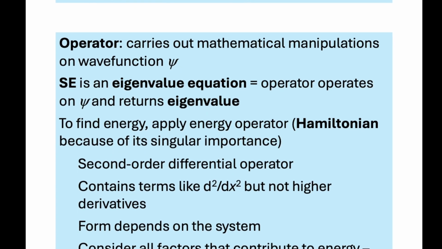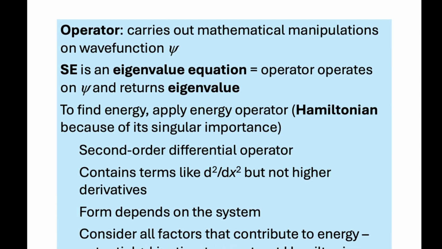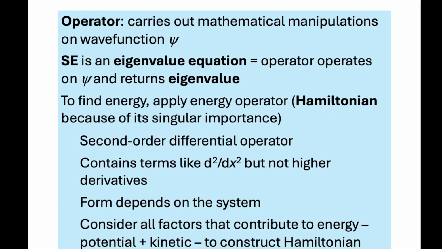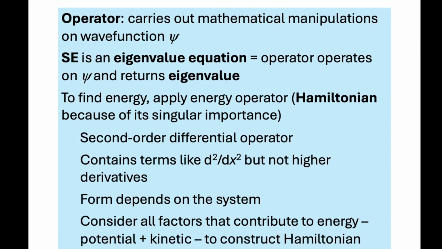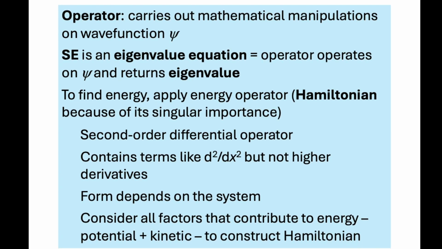There's always a kinetic energy term that looks pretty much the same, but it's the potential energy term that contains all of the interactions. And we've got to consider all the interactions in the system to put together a proper potential energy term and construct our Hamiltonian.